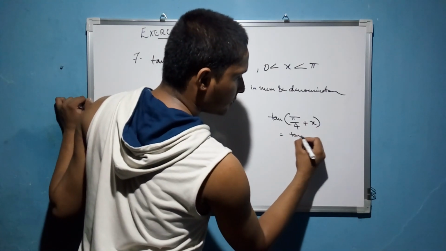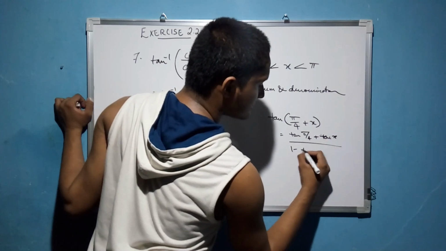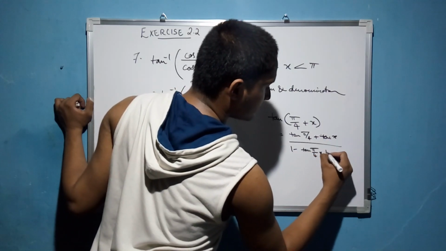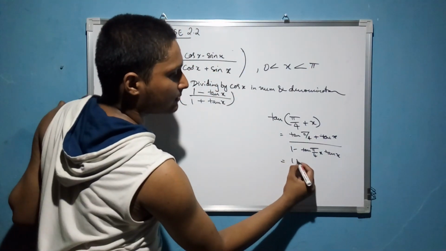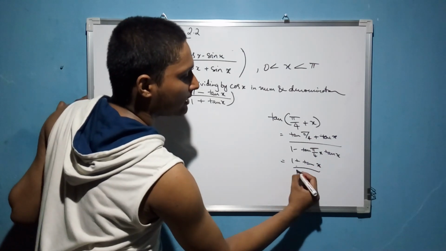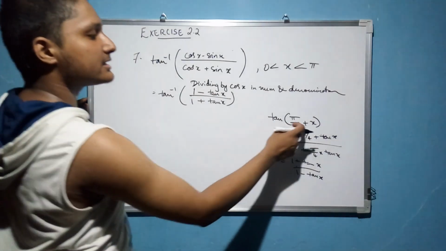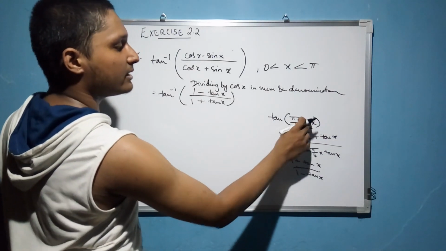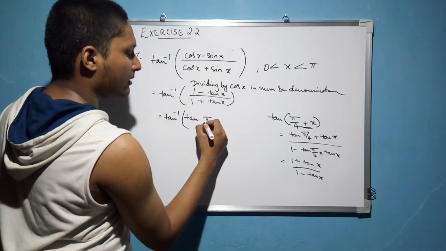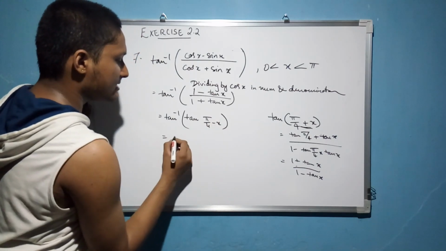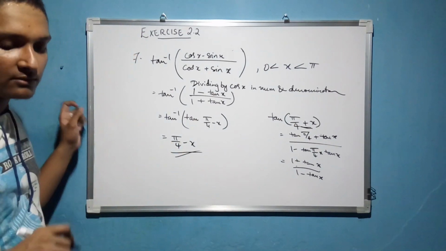So what you're going to do is expand this. This comes to be tan pi by 4 plus tan x divided by 1 minus tan pi by 4 into tan x. You substitute tan pi by 4 to be 1, so this comes to be 1 plus tan x divided by 1 minus tan x. Here only the signs have interchanged, that's why the negative sign comes, that is pi by 4 minus x. Therefore this comes to be tan inverse tan of pi by 4 minus x. Therefore the angle is pi by 4 minus x. That is the simplified form of that.